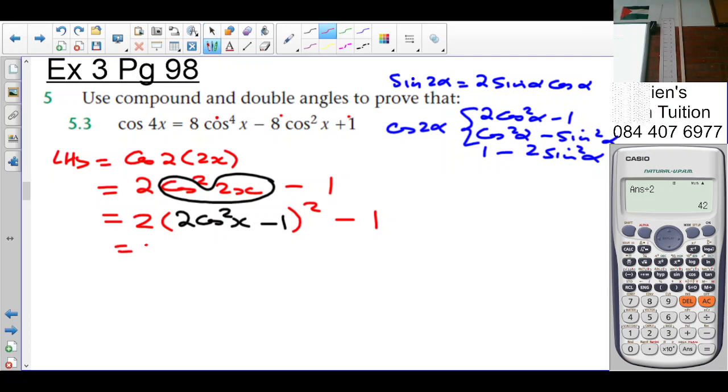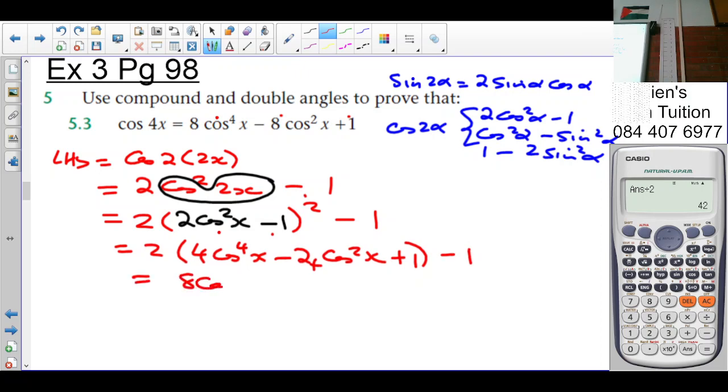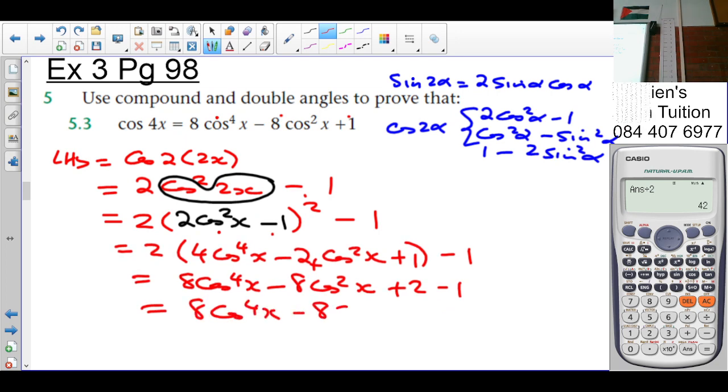So let's square that binomial, so it's 2 into the binomial square, which is going to give you 4 cos to the power 4 x. That times 2 is negative 4 cos squared x. Last term squared is plus 1, minus 1. Multiply out, I get 8 cos to the power 4 x minus 8 cos squared x. 2 times 1 is 2 minus 1, which is 8 cos to the power 4 x minus 8 cos squared x plus 1, which is also equal to the right-hand side.